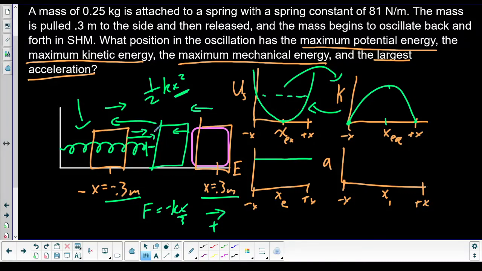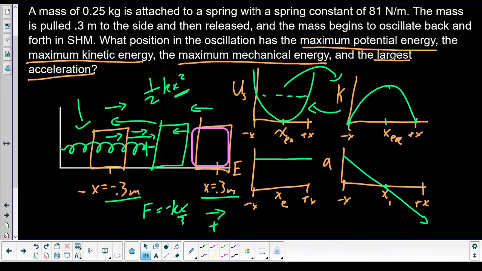When it passes equilibrium, the spring isn't stretched, so there's no force. It's just moving because it was already moving. So force is 0, which means acceleration is 0. And back here, the spring is going to be pushing it that way in the positive direction, just as hard as it did over here, because they have the same displacement. So our acceleration graph is going to look something like this.